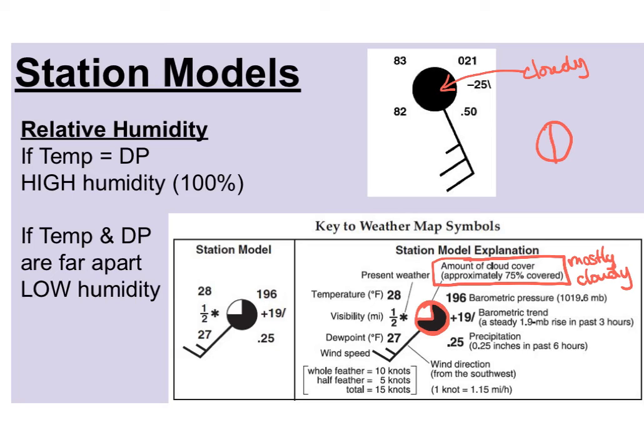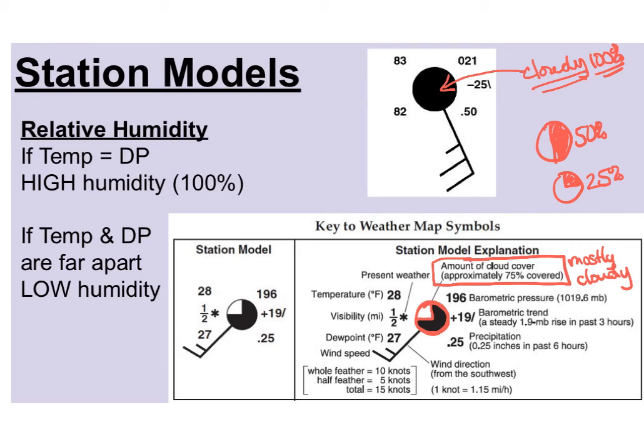Sometimes you can see something that would be like this. That would be 50% cloudy, right? So like a partly cloudy day. And then sometimes you might see something like this. That would be 25% cloudy, right? So just a little bit of clouds, right? The more cloudy it is, then you have a better chance of it being a higher humidity, a higher relative humidity.